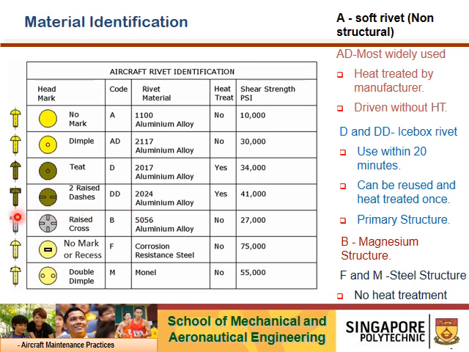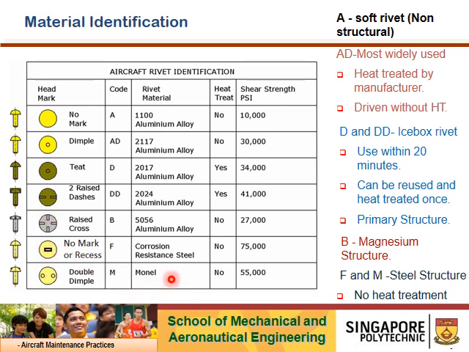The next one will be a B rivet. It's a 5056 aluminum alloy rivet. It's a raised cross. Not very commonly used. 5056, what is the main alloy? It's magnesium. You can refer back to your unit 1 notes. Magnesium, where you also require no heat treatment. You can install directly, and it offers you a 27,000 psi shear strength.